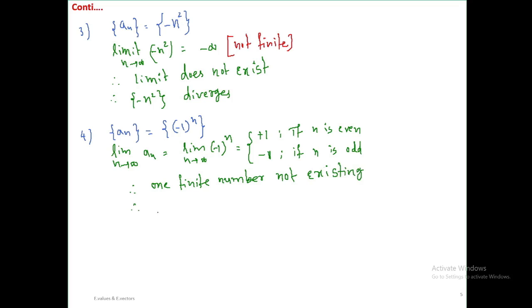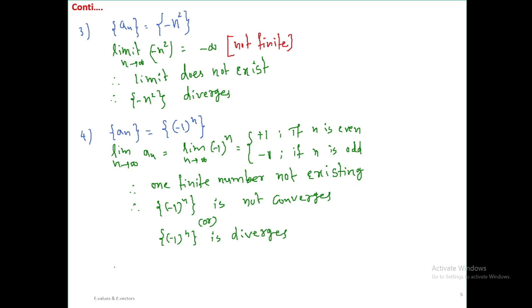Therefore the sequence (-1)^n diverges. That's it. Or not converges. We can write not converges, or the sequence (-1)^n diverges. You can write it like this. Diverges.